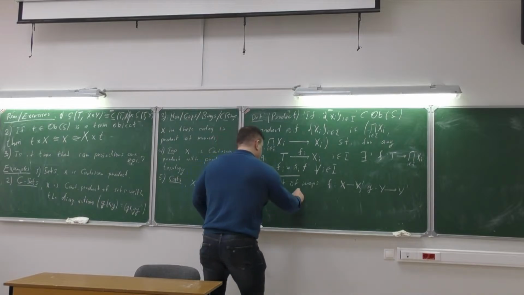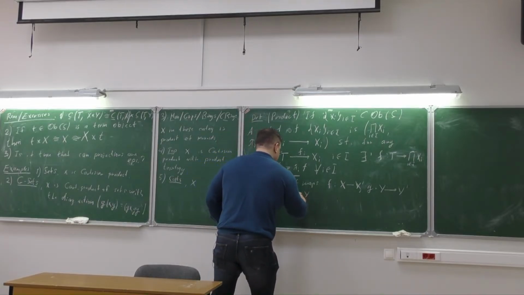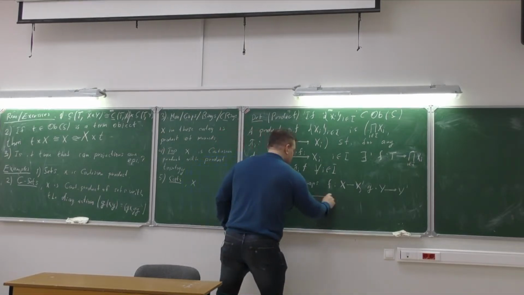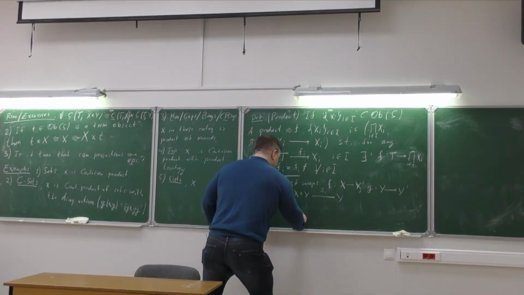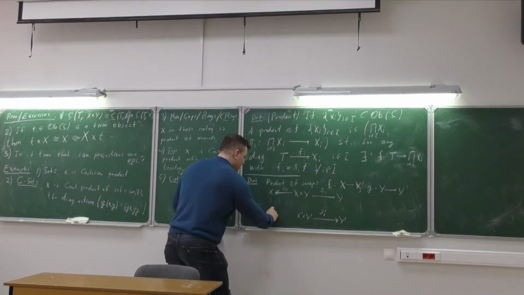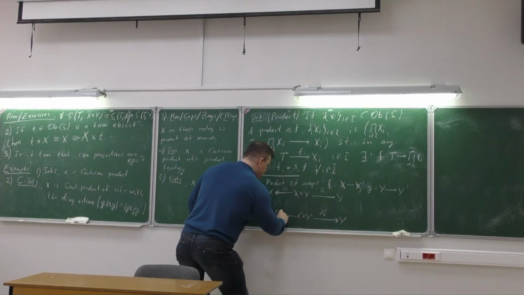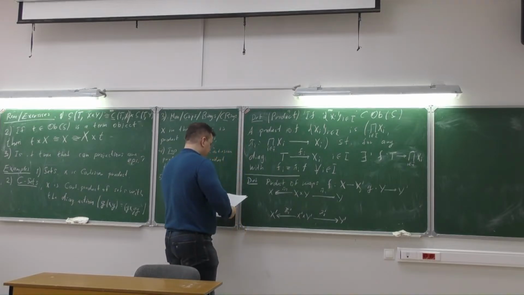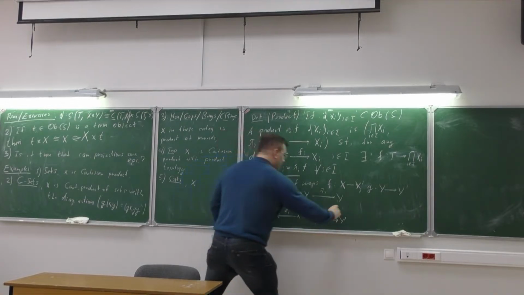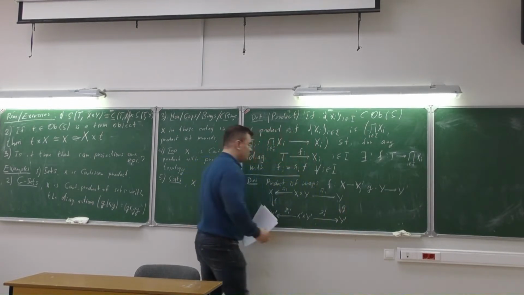Well, I can do this by looking at the diagram. So I take the product of X and Y. There are two projections, pi 1 to X, and pi 2, the projection to Y. Now the same thing with the primes. Okay. So here we have map F, and here we have map G, which are given to us.